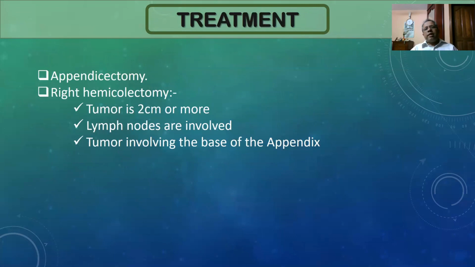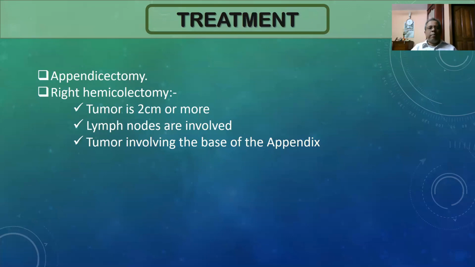So the treatment is, if it is a distal part, then the treatment is very simple, go for appendicectomy. But if the carcinoid tumor or the adenocarcinoma is developed at the base of the appendix, so it touches the cecum, in that case a more extensive resection is needed. Go for the right hemicolectomy.